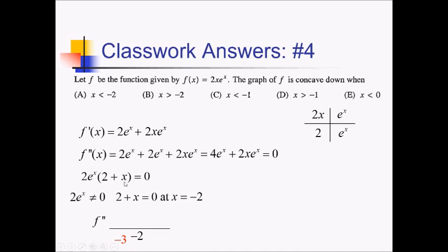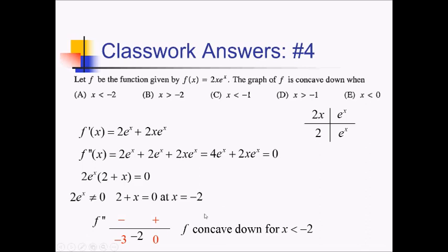If I have 2 plus negative 3, that's going to be a negative. And then for something bigger than negative 2, I like 0. 2 plus 0 is a positive. So now we see that our f double prime is negative on the interval from negative infinity to negative 2.